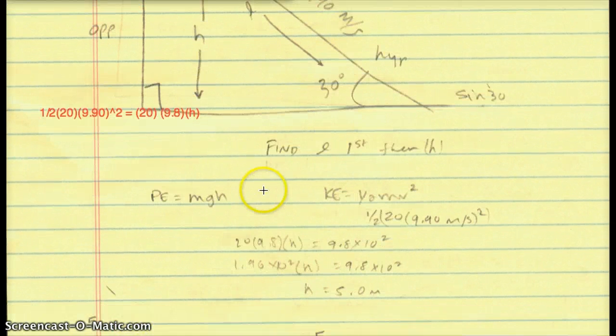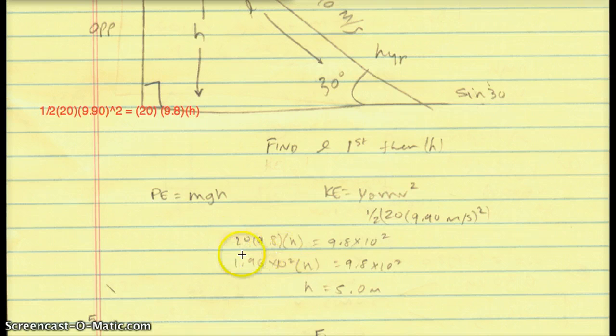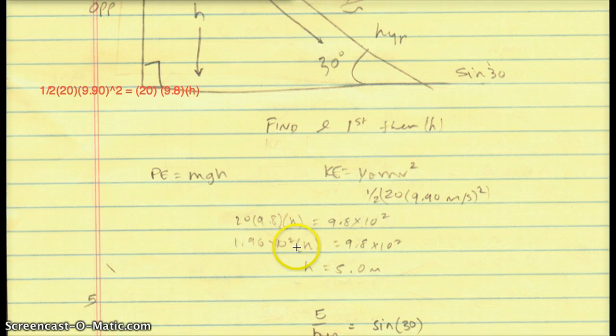Here, as you can see, I did a similar thing, except I solved out the entire equation, which takes a little bit more time. Here you could just cancel out your 20s, and then you're left with 9.90 squared multiplied by half on one side. On the other side, 20 multiplied by 9.8, and you divide both sides and you get your h. Either way, you're going to get 5 meters. So that'll be your first answer.